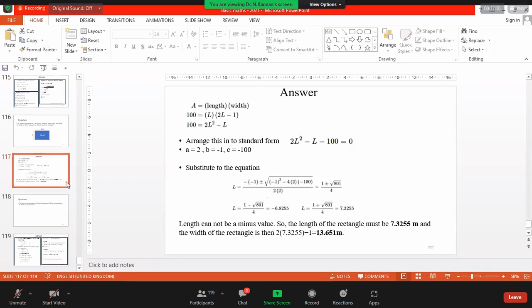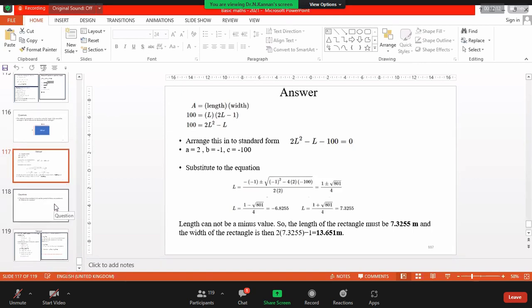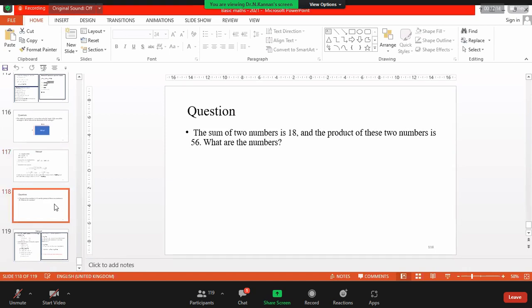So with that note, I will go to another sum. It's also very tricky. Can you please work it out? The sum of two numbers is 18, and the product of these two numbers is 56. What are these numbers? Can you? Yes or no? Yes, sir. Okay, please type.